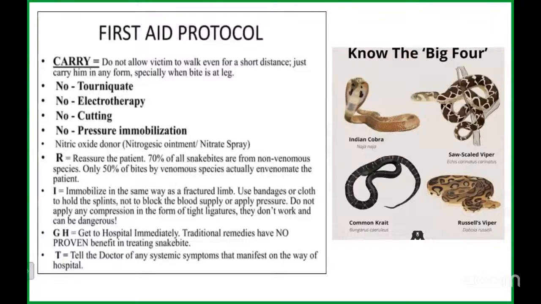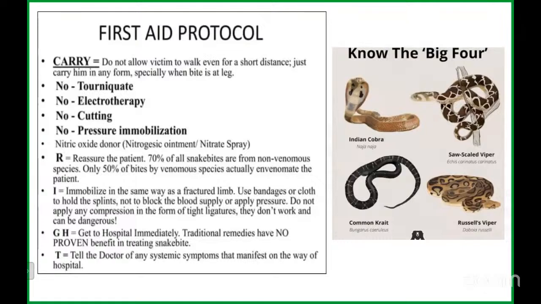One is carry no right. So under carry no right, what is carry? Do not allow the victim to walk even for a short distance, because this will help in spreading the venom, and that will lead to more fatality. Especially if the bite is in the leg, please do not make this person walk. No to tourniquet, no to electrotherapy, no to cutting, no to pressure immobilization, and a big no to all the serials and cinemas that you find where the girlfriend is kissing and sucking out the poison from the boyfriend's hand or the leg. No kissing, no sucking of poison. So all of this is a no.